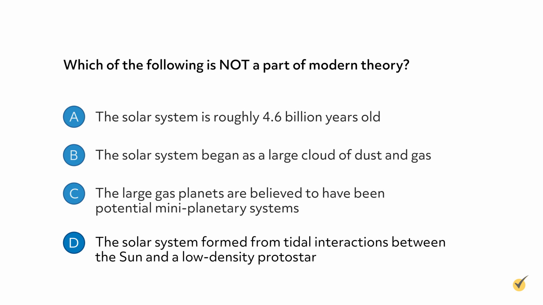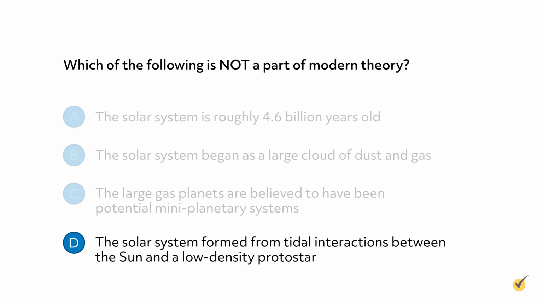The correct answer is D. Choices A, B, and C are all widely held modern theories, while choice D is an outdated theory that is no longer widely accepted.